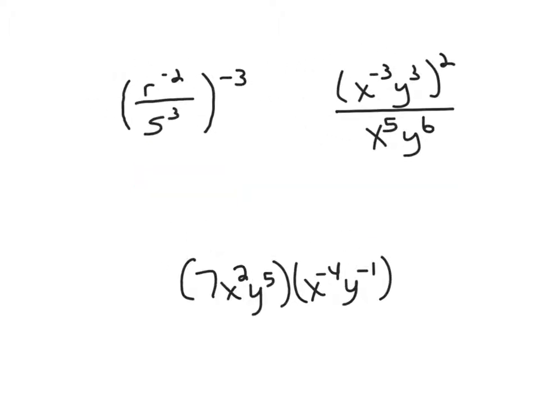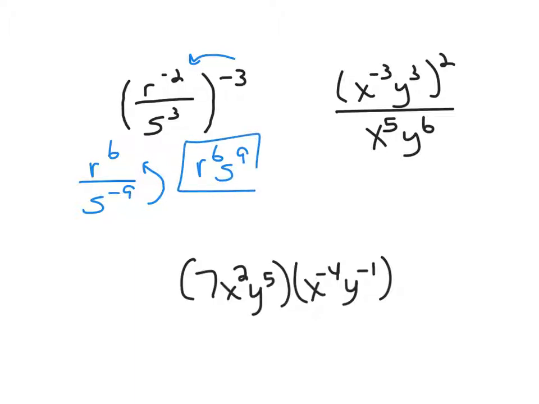First one has a fraction, and you can go lots of ways here. I'm going to go ahead and multiply the -3, because when you raise a power to a power, you multiply, which would give me r to the 6th in my numerator and s to the negative 9 in my denominator. Because it's a negative exponent, I'm going to flip it, so the s goes to the top. The r is fine. r to the 6th, s to the 9th. That's all there is to it.